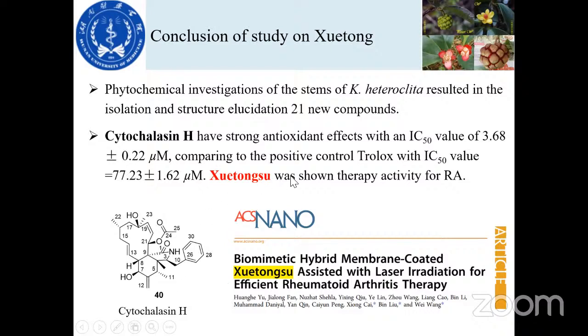And also, Xuetongsu have good activity in anti-arthritis and anti-inflammatory. So we got a publication on the bioactivity of Xuetongsu in rheumatoid arthritis.